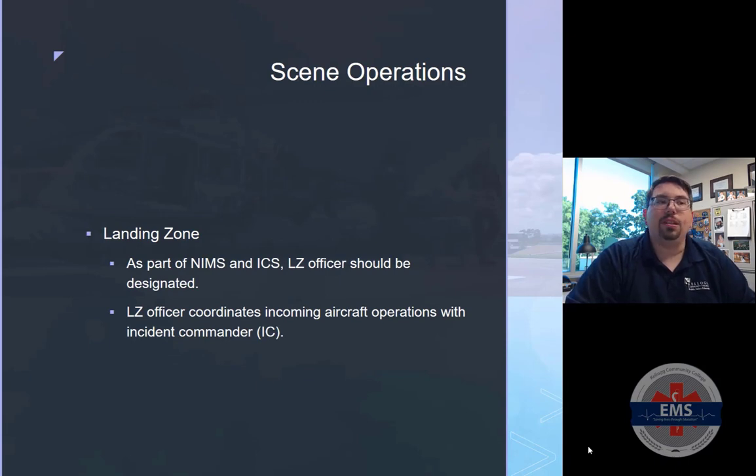We also have to have a place to land safely. So we have to have a landing zone. Part of the National Incident Management System and the Incident Command System, an LZ officer, a landing zone officer, should be designated. The LZ officer coordinates the incoming aircraft's operations with the commander for the incident. Typically, LZs are set up by the fire department, so when you think about launching the helicopter, you also have to think about making sure you've got fire available to land them as well.